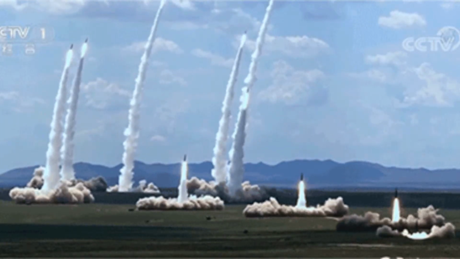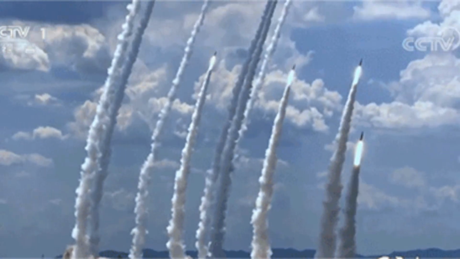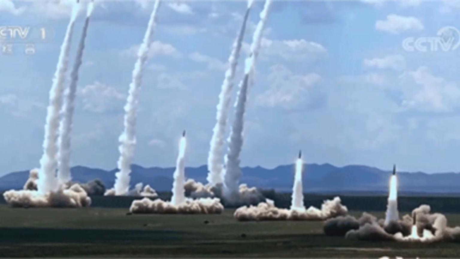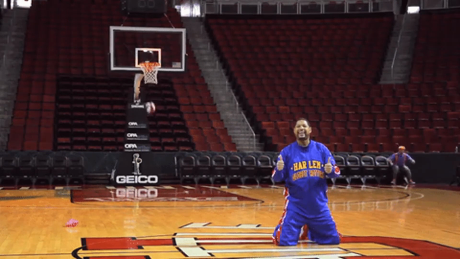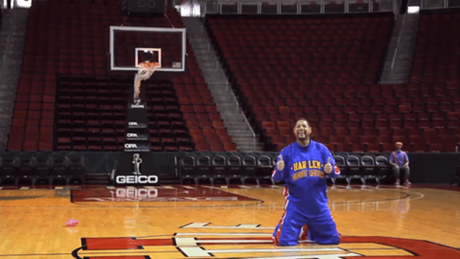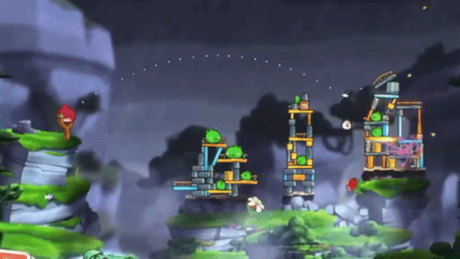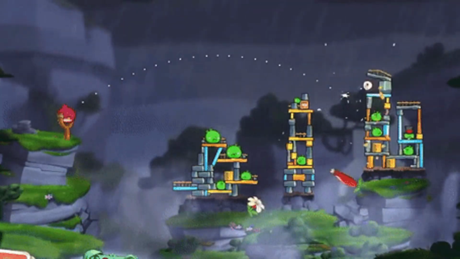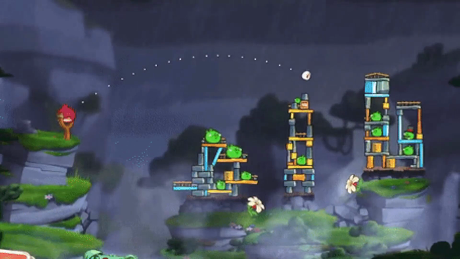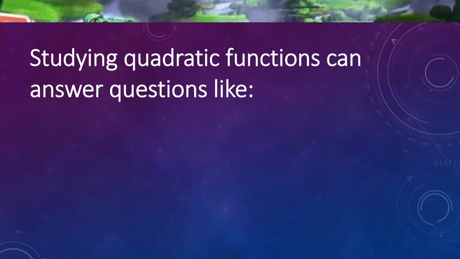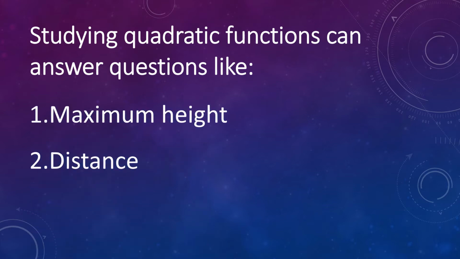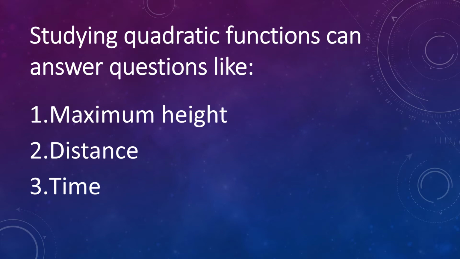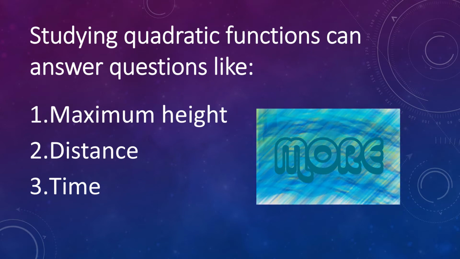So ito pa yung mga example ng mga objects na nagpa-follow ng parabolic motion. Example, rockets or missiles. Pwede rin cannonballs. Nakikita rin natin yan sa mga sports, especially sa mga sports na gumagamit ng bola. Pwede rin naman yung mga objects na tinatapon gamit yung slingshot, tulad na lang ng larong Angry Birds. Studying quadratic functions can answer questions like maximum height, distance, and time. Hindi lang yan, marami pang iba.